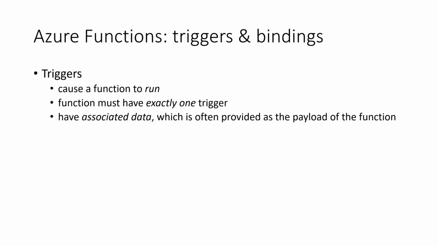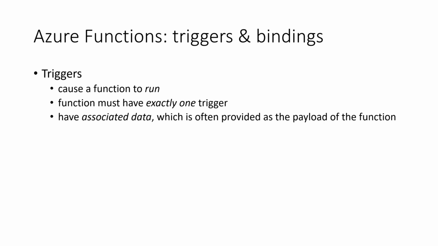So looking at the triggers, they cause a function to run. A function always has exactly one trigger, and those triggers have associated data. That data is often provided as the payload to the function. So that means if you have a trigger, for instance, of an HTTP request coming in, which can be a trigger for Azure Functions, you can have the HTTP request be provided into the Azure function as a parameter by default.